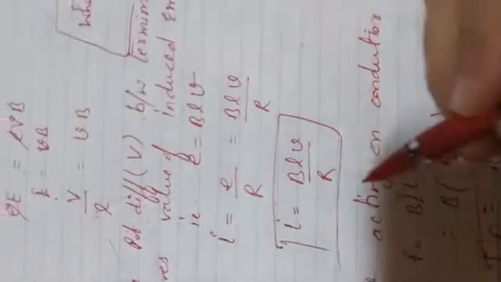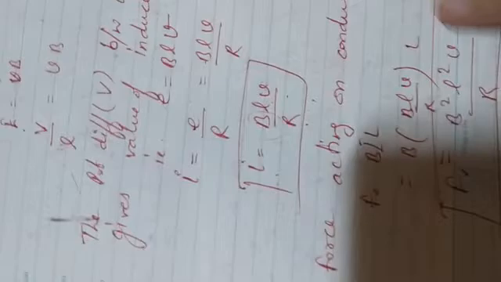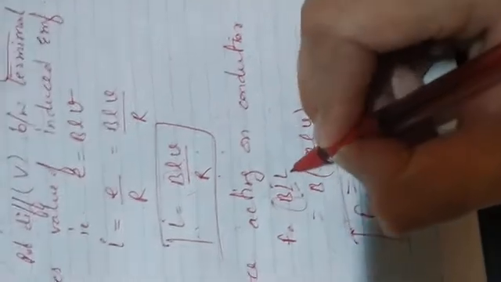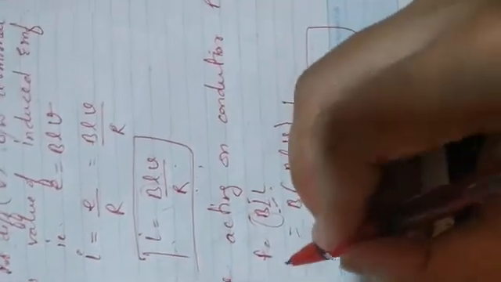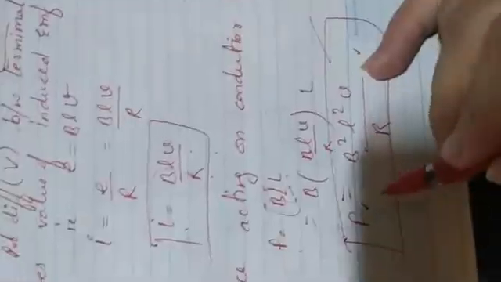Now from here our current will come as I equal to BLV by R, where R is the resistance, B is the magnetic field, L is the length, and V is the velocity. Then we have to find the force F equal to BIL, where B is the magnetic field, I is the current, and L is the length of the conductor. Then put the value of I, and our force will come out: F equal to B squared L squared V by R.